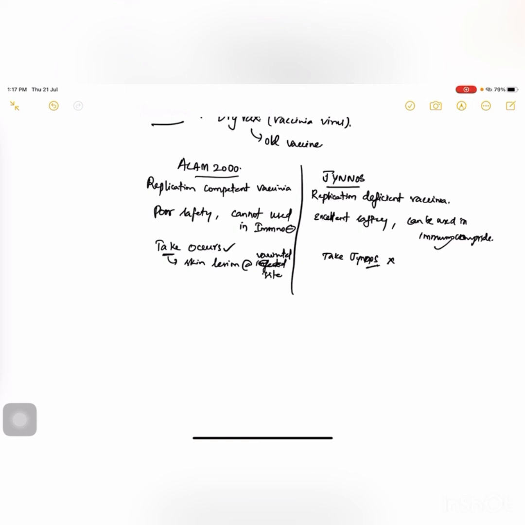Then here in ACAM 2000 vaccine, it is administered as a single dose, with multiple percutaneous punctures with a bifid needle. Here in Jynneos vaccine, the route of administration is subcutaneous, 2 doses, 4 weeks apart.